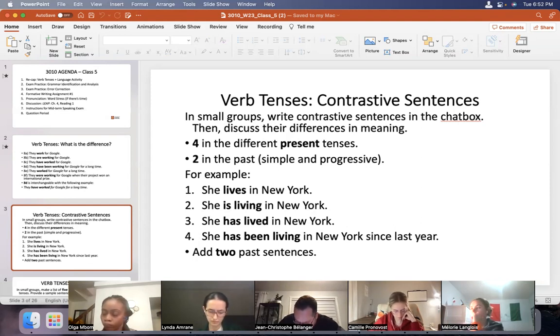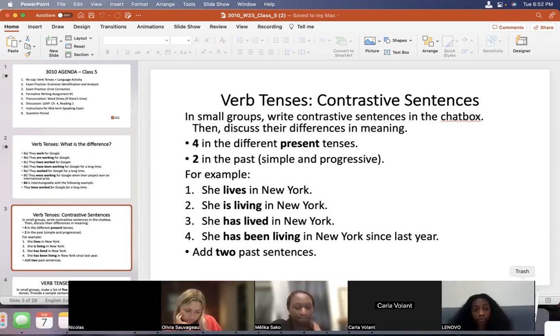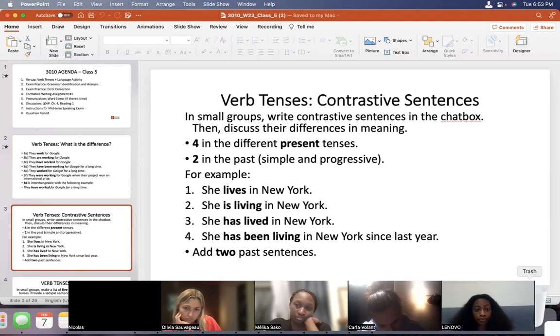Okay, 2. Let's see. Lenovo, let's go. Number 2. Can you read it, please? She's living in New York. Put it in the negative, please. She isn't living in New York. Put it in a yes/no question, please. Is she living in New York? Oh, wow. Okay, what's the verb tense? It's present progressive. Oh, you're on fire too. Okay, now what is the context?